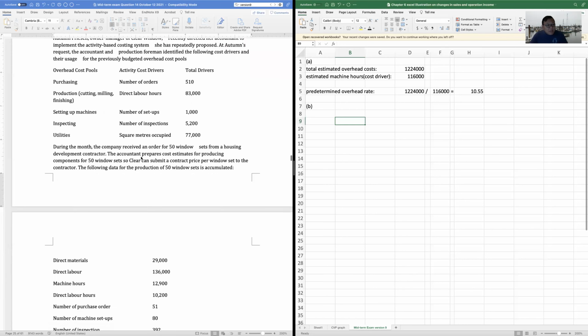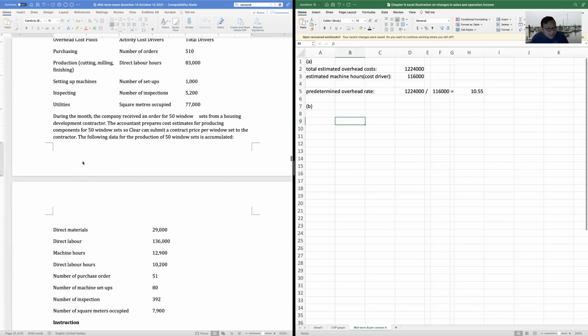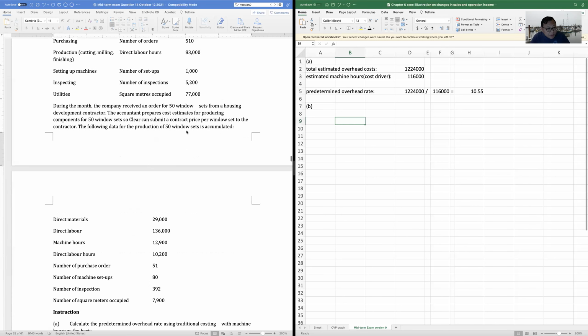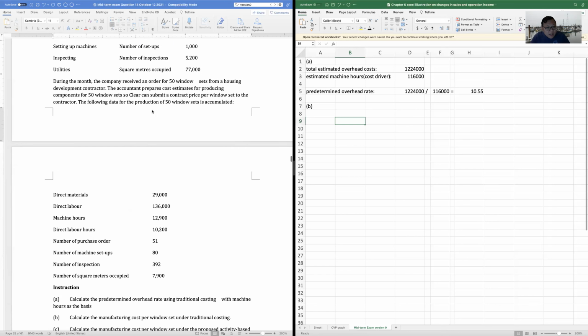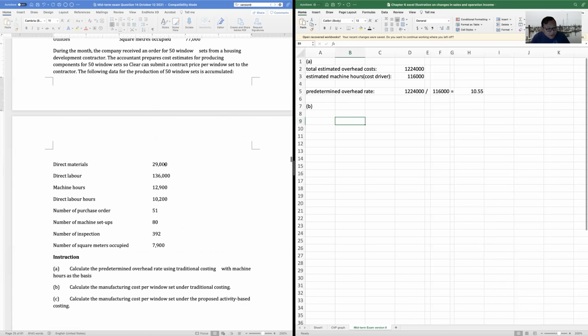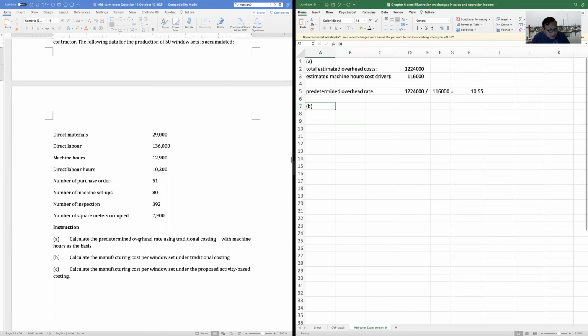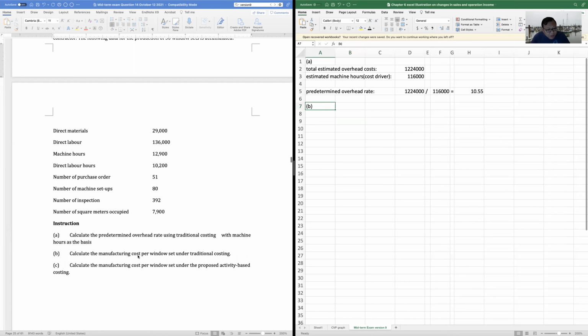During the month, the company received an order for 50 window sets from a housing development contractor. The accountant prepared a cost estimate for producing components for the window set, so the company can submit a contract price per window set to the contractor. Here are the following data: direct materials, direct labor, machine hours, direct labor hours, and a bunch of other information. So the B is asking, calculate manufacturing cost per window set under traditional costing.